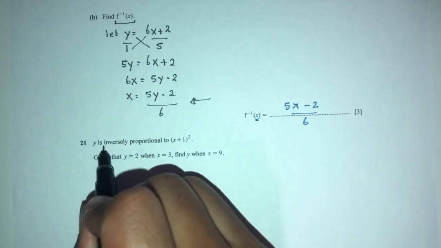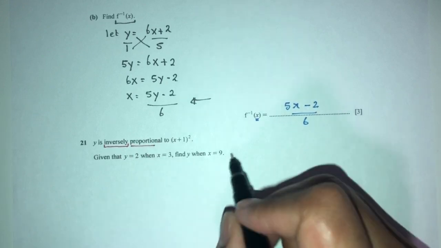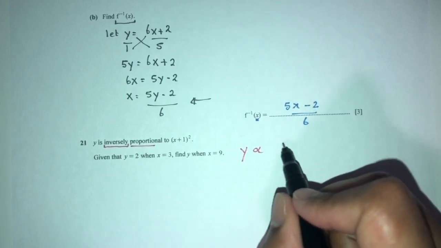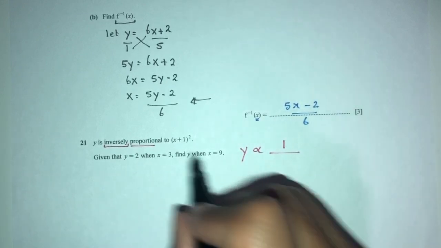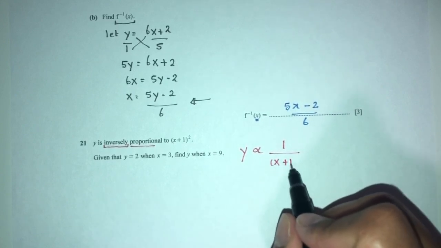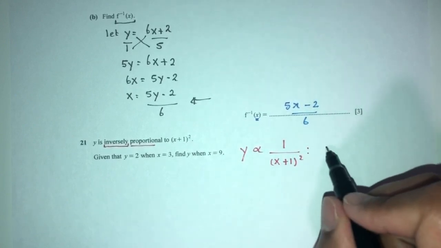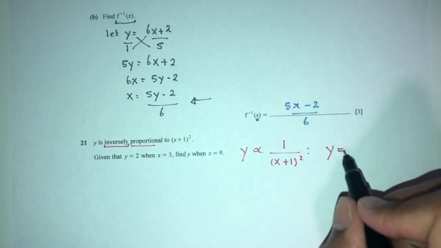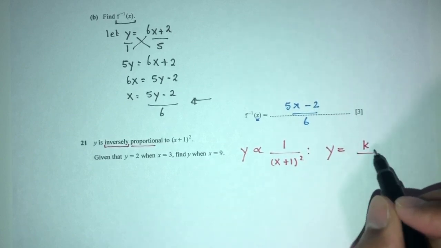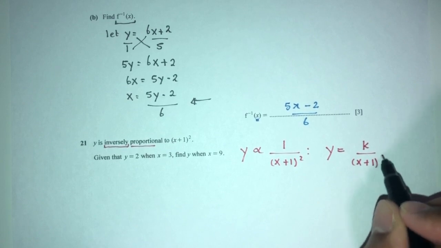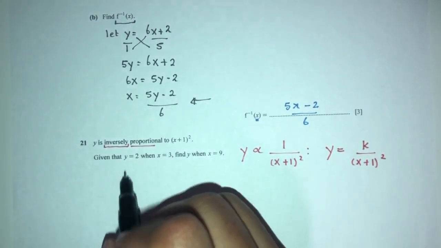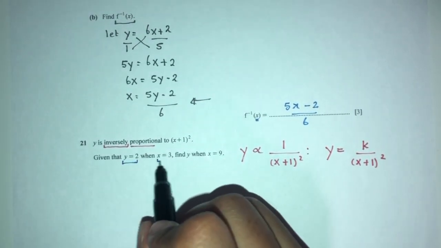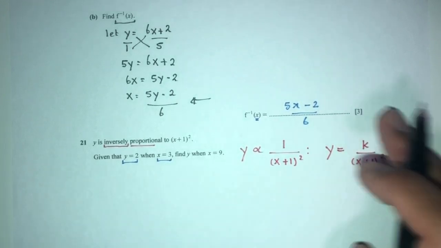So y here is inversely proportional to this. So inversely is 1 over this value. Now we know it also means y equals a constant over the value of this one. Okay, so when y is 2, x is 3. Replace and find the value of k.